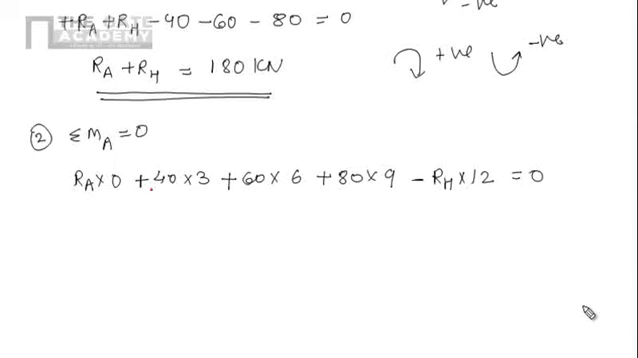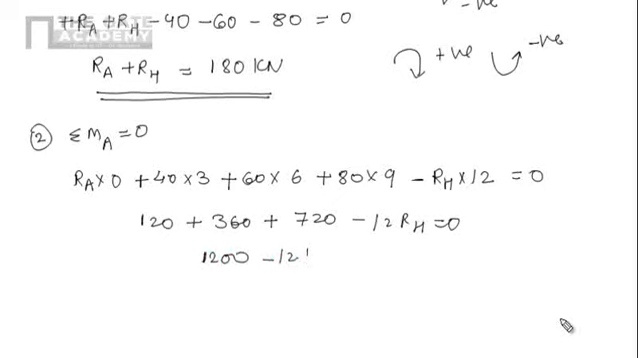So now if we further simplify, that is 120, 360, 720, and this one is 12 RH equals 0. If we sum 120, 360, 720, it will come 1200 minus 12 RH equals 0. So RH will be 1200 divided by 12. So the value of RH will be 100 kilonewton.